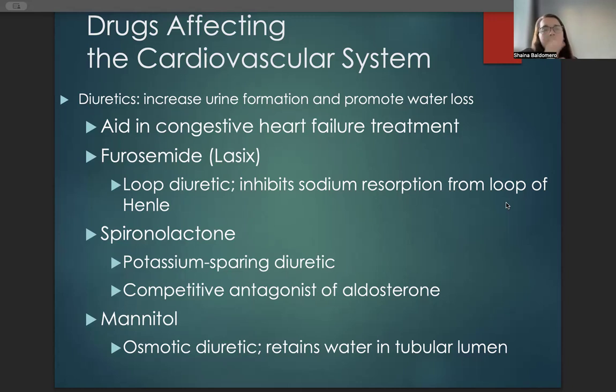So, more medications for the cardiovascular system. The next class of medications we're looking at here is diuretics. Diuretics will help increase urine formation and promote water loss. So it helps water move through the body and be released through urine. In patients who have congestive heart failure, this is common in older dogs, especially smaller dog breeds.